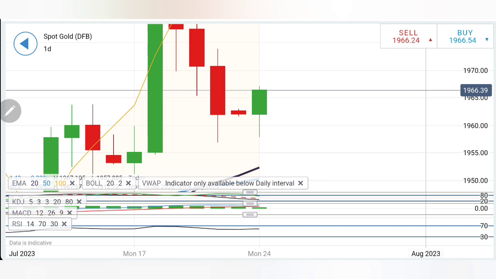Below 60 you have to go short, but then we have to be alert for 57 and 54. Below 54 is where the bears will come in, and then we are going to look at 45 and 40 levels. Till 40, very strong support exists. Take your trades accordingly. Now let's have a look at silver.